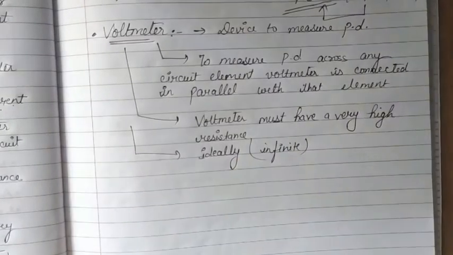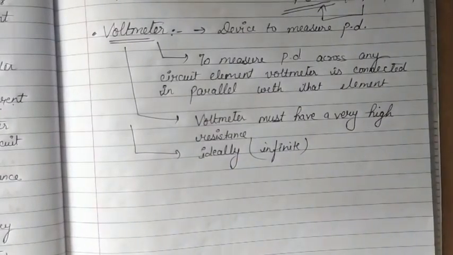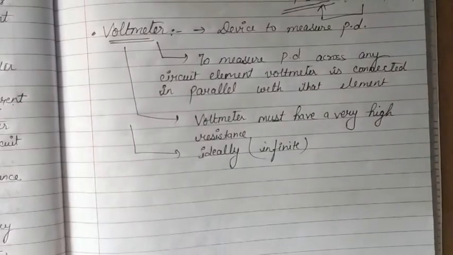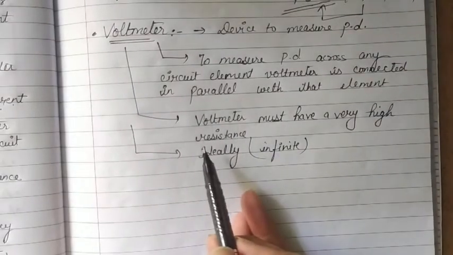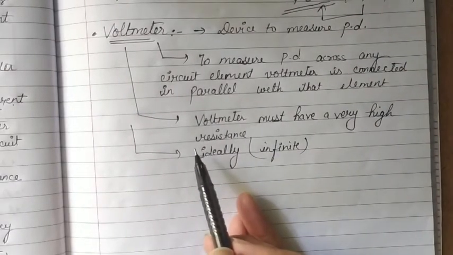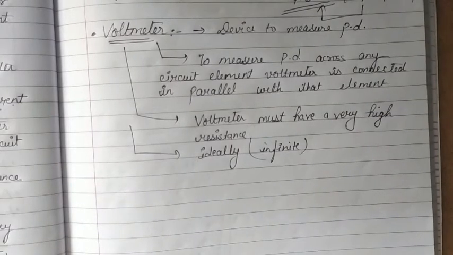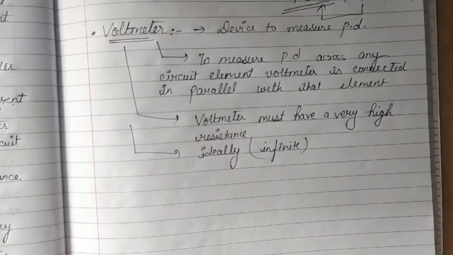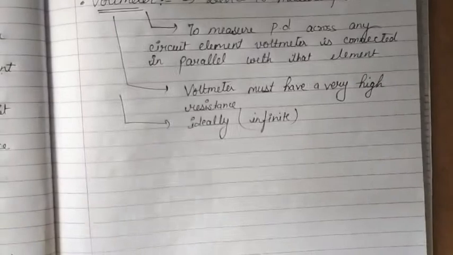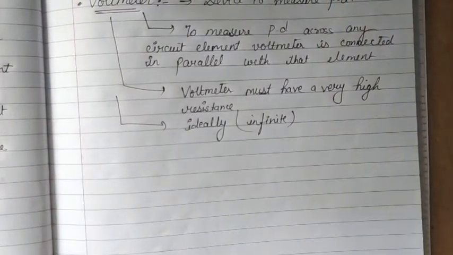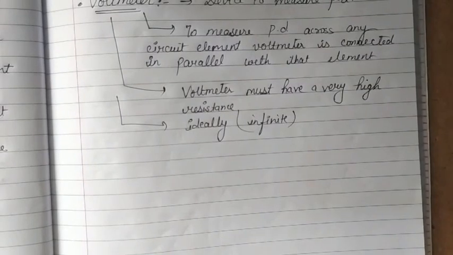Ideally the resistance should be infinite, but practically the voltmeter that we design should have a very high resistance so that no current, or almost negligible current, passes through it, and there is no decrease in the potential difference across the circuit element. To design that voltmeter, we are going to take a high resistance and put it in series with the galvanometer.